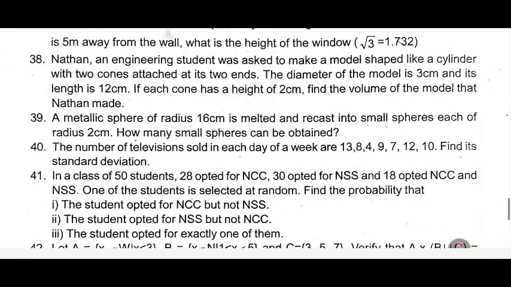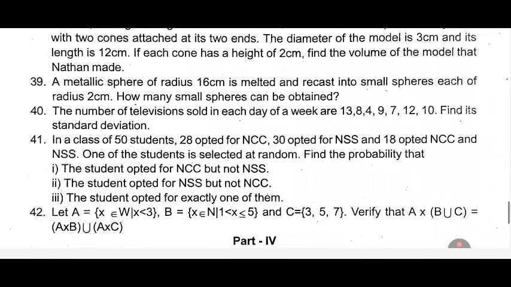38. Nathan, an engineering student, was asked to make a model shaped like a cylinder with 2 cones attached at its 2 ends. The diameter of the model is 3 cm and its length is 12 cm. If each cone has a height of 2 cm, find the volume of the model Nathan made.